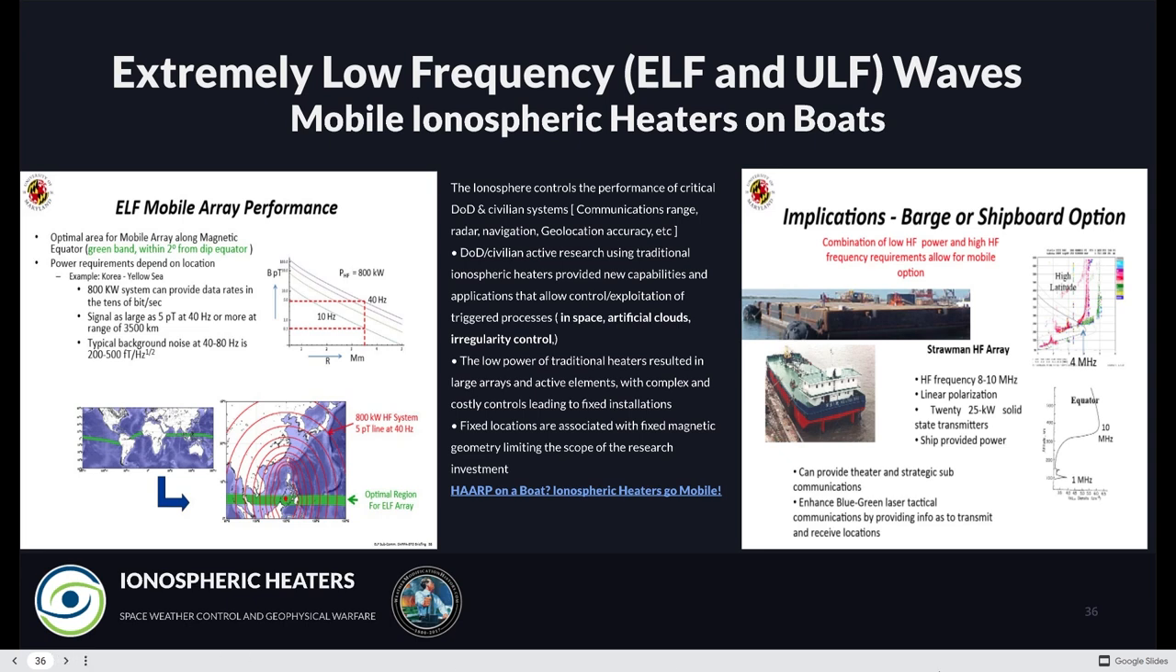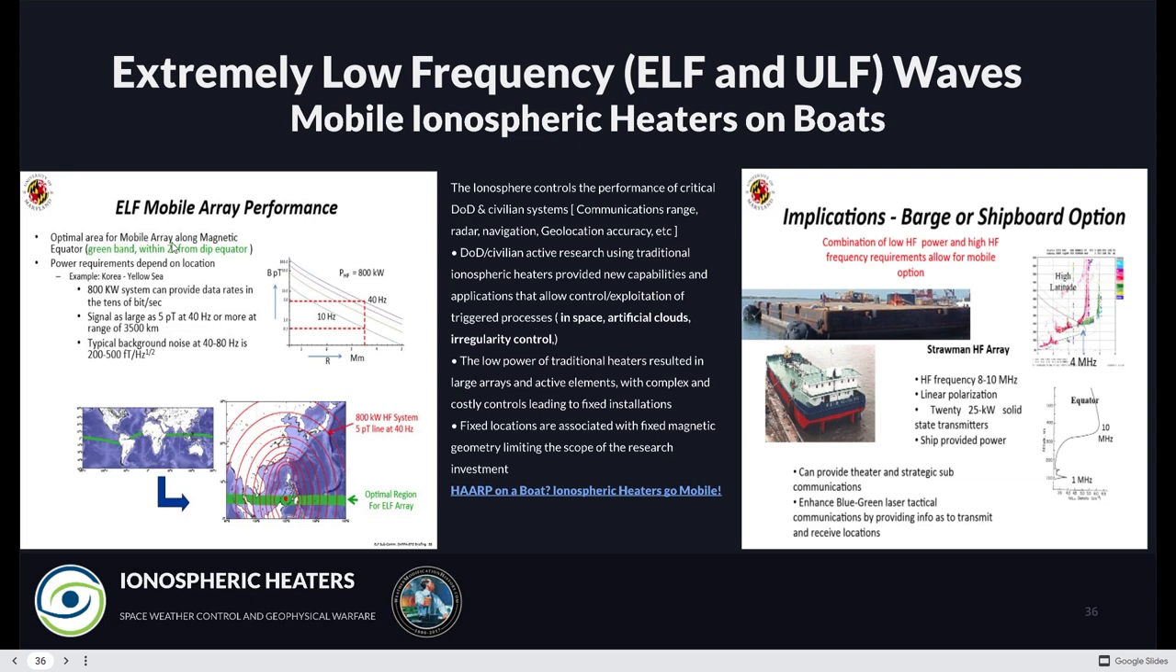In fact, I wrote an article called HAARP on a Boat, Ionospheric Heaters Go Mobile. And these two slides are also from Dennis Papadopoulos, University of Maryland. If you don't know the name Dennis Papadopoulos, you surely will after this presentation, because he works with the MURI project. He works with DARPA. He works directly on this technology. He's clearly one of the leading scientists in the world on this topic of ionospheric heating and creating extremely low frequency waves.